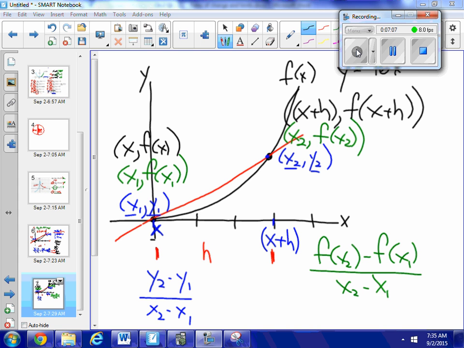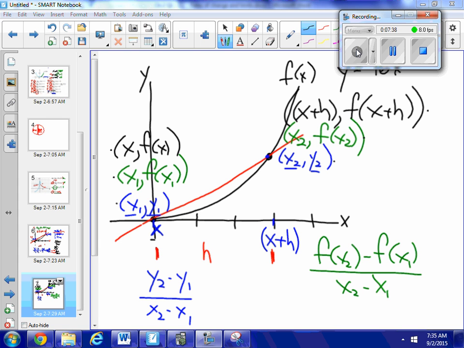So I want you to follow my progression here. This point here started out as x sub 1, y sub 1, and then I changed it to x sub 1, f of x sub 1, and now I've just changed it to x, f of x. And this point over here has gone from x sub 2, y sub 2, to x sub 2, f of x sub 2, and now since I've changed the x sub 2 to x plus h, it's x plus h, comma, f of x plus h.